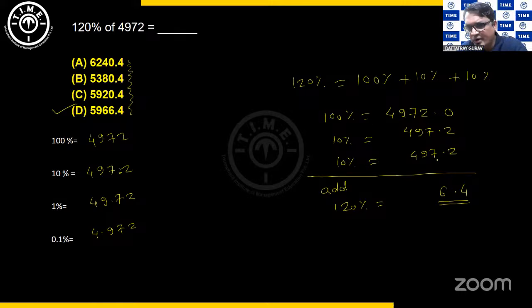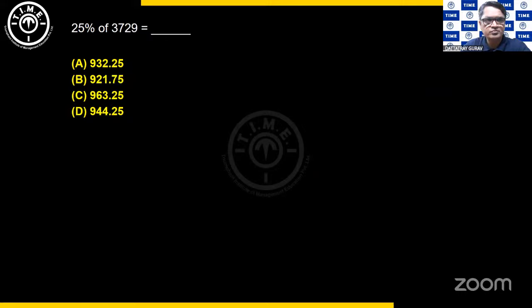Okay, if I continue the addition part, 7 plus 7, 14. 14 plus 2, 16. 1 carry forward. 9 plus 9, 18. 18 plus 8, 26. 2 carry forward. 9 plus 2, 11. 11 plus 8, 19. 1 carry forward. It becomes 5966.4. But anyway, we already got the answer. Don't complete the addition part then. Without that also we got the answer. There is only one option ending with 6.4. It is 120% of 4972. Take the next question now.